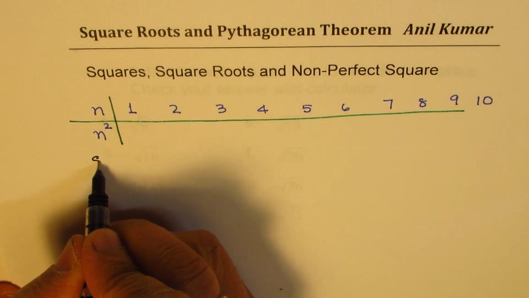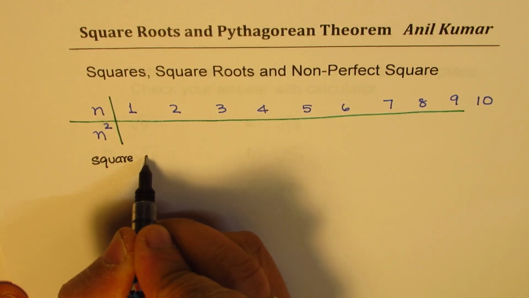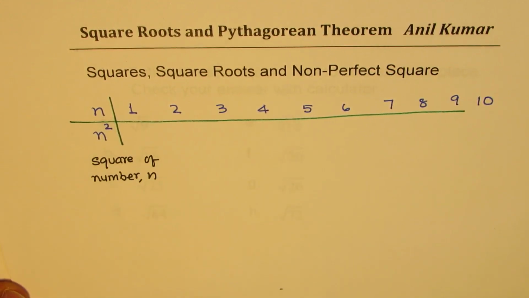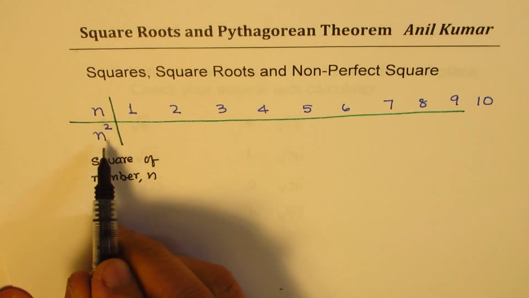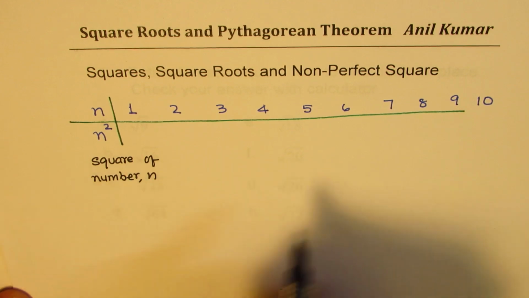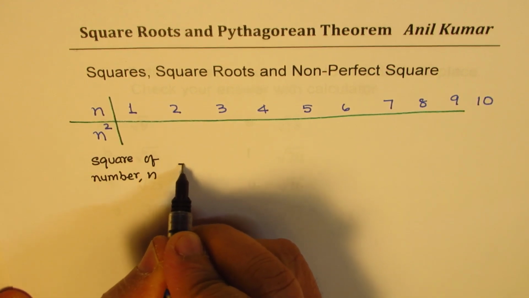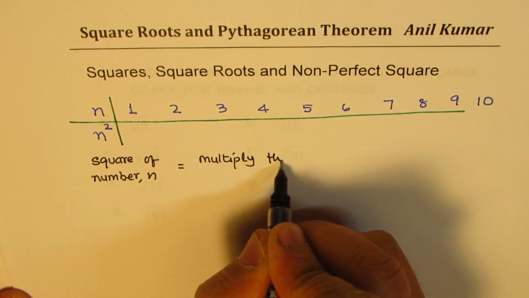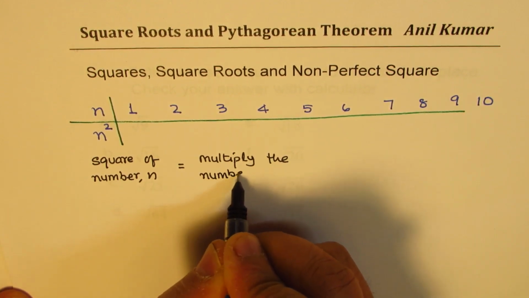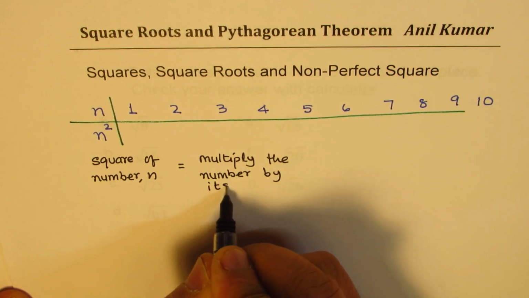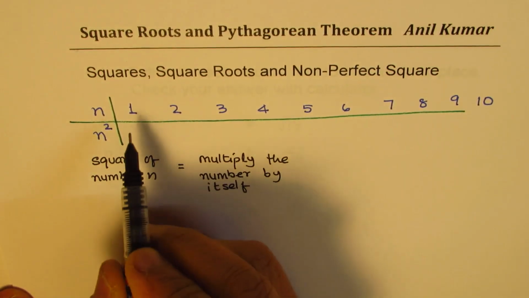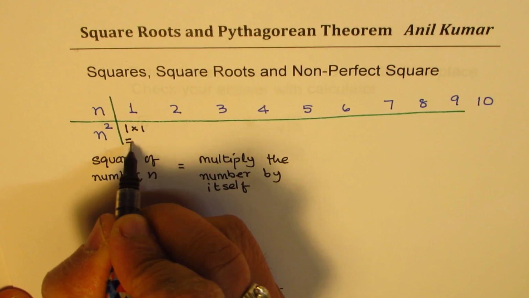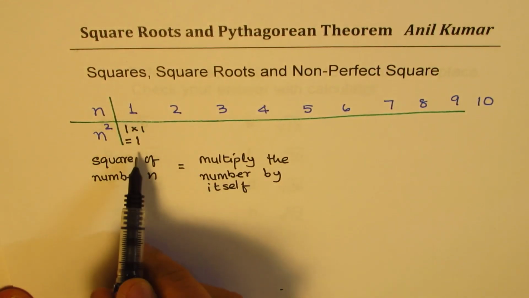So you have to read this as square of number n, right? So n is our number. Square really means we have to multiply the number by itself. So when we say square of a number n, it really means multiply the number by itself. That's what it means. So when I say 1 square, it means I have to multiply 1 by 1. And so what I get here is 1. So square of 1 is 1.